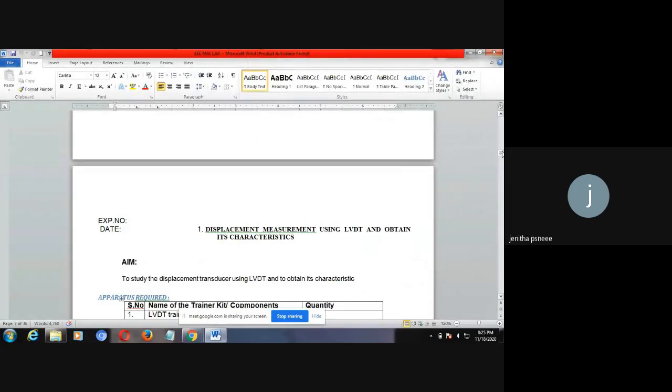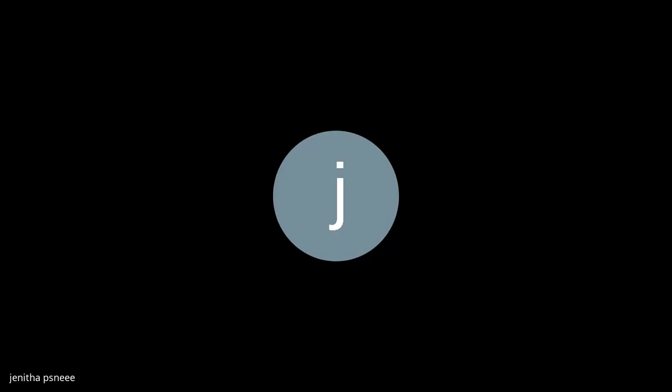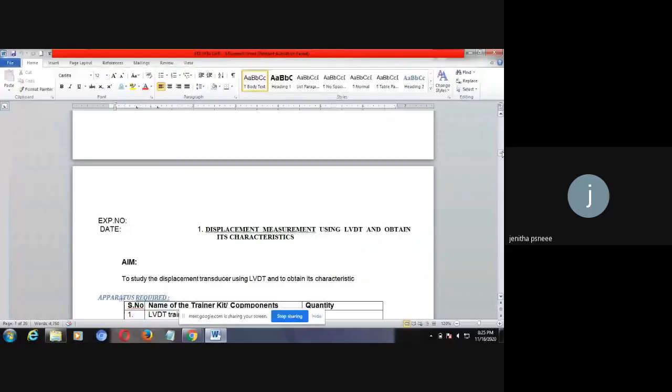Welcome to all. So today we are going to see measurement and instrumentation laboratory experiments and its virtual demo. In this, we'll be seeing three categories. You'll be studying the transducer. In the next category, you'll be studying the bridges. And in the next category, you'll be studying the electrical measuring instruments.